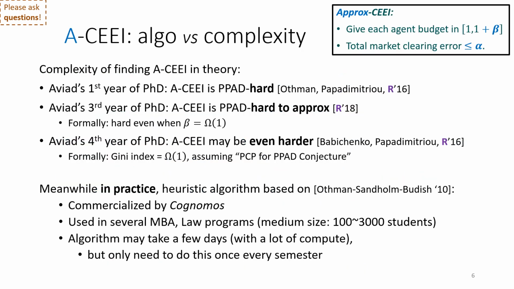It turns out that A-CEEI is a hard problem, in theory at least. As you can see, Aviad has many great papers on the hardness of A-CEEI from his PhD. Meanwhile, in practice, there is a heuristic algorithm based on work from Othman, Sandholm, and Budish in 2010. The algorithm is commercialized by Cognos and used in several MBA and law programs. The algorithm is not super fast, however. It may take a few days of heavy computation for a single run.